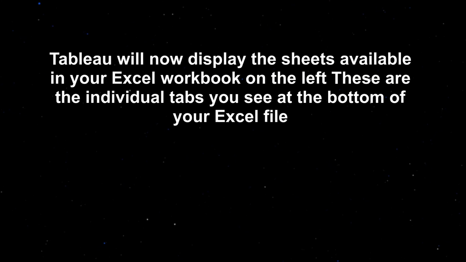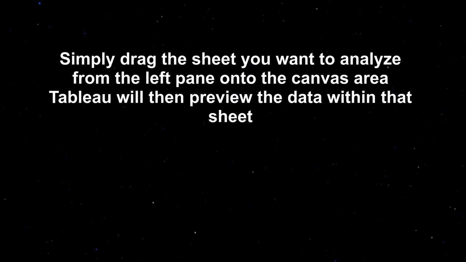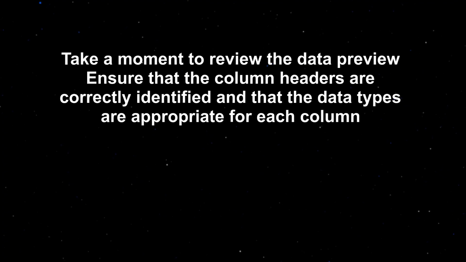Tableau will now display the sheets available in your Excel workbook. On the left, these are the individual tabs you see at the bottom of your Excel file. Simply drag the sheet you want to analyze from the left pane onto the canvas area. Tableau will then preview the data within that sheet. Take a moment to review the data preview. Ensure that the column headers are correctly identified and that the data types are appropriate for each column.